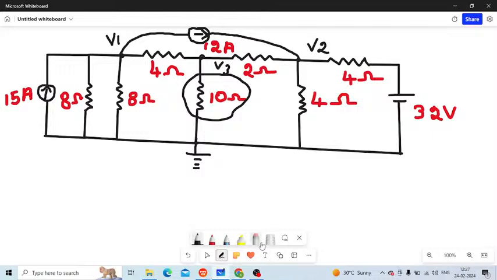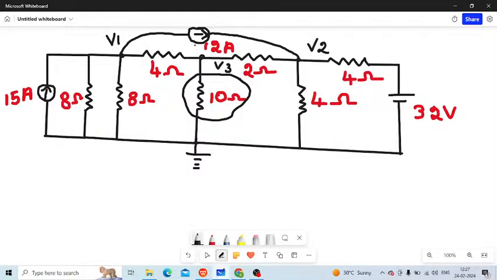And now we can see that there is a 12 ampere current connected to the 4 ohm as well as the 2 ohm. For this 4 ohm and for this 2 ohm there's a 12 ampere current connected. So that means that the 12 ampere current also holds good for 4 and 2. So it is also for 4 and 2.